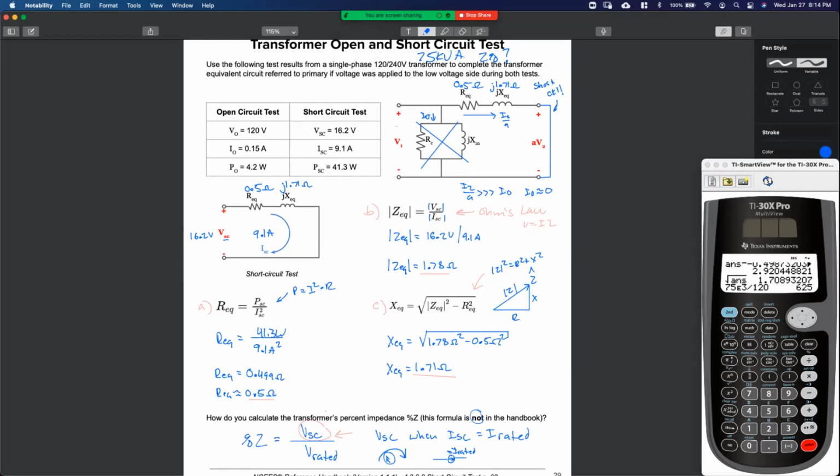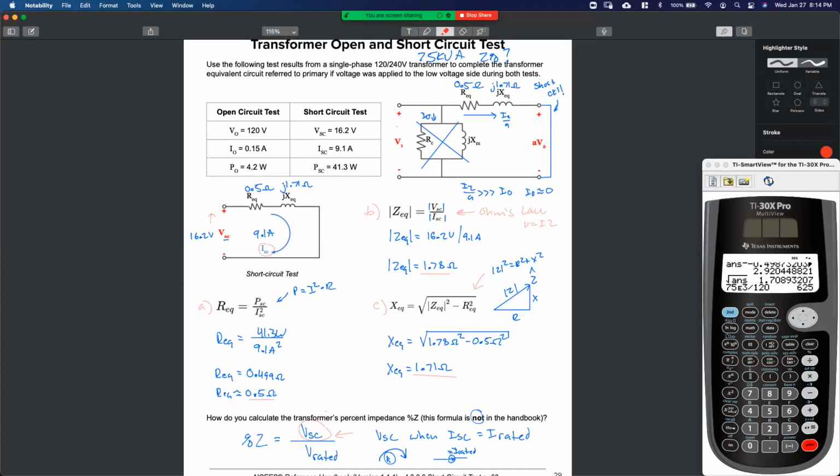In other words, I would slowly, ever so carefully increase this in very small increments until I short circuit is equal to that rated current. As soon as I get that rated current, then I stop. And that's the value that I divide, in this case, by 120, by the rated voltage. So careful. You divide the short circuit voltage, when you reach your rated current, by the rated voltage. Make sense?